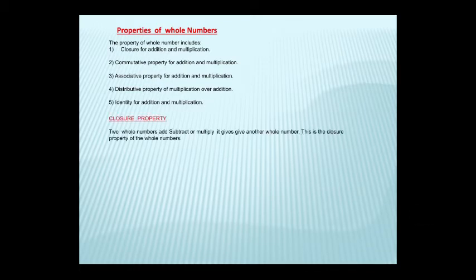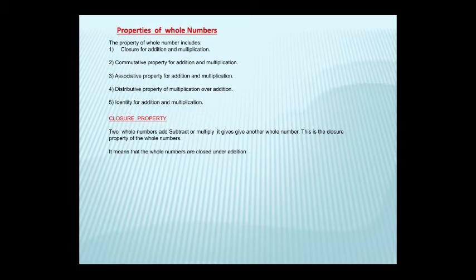Closure property. What do you mean by closure property? When two whole numbers are added, subtracted or multiplied, it gives another whole number. If you take two whole numbers and add them, the answer is also a whole number only. This is the closure property of whole numbers. It means that the whole numbers are closed under addition.